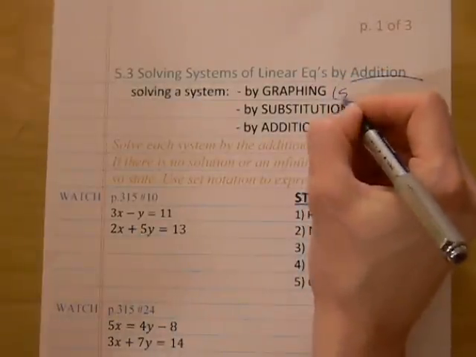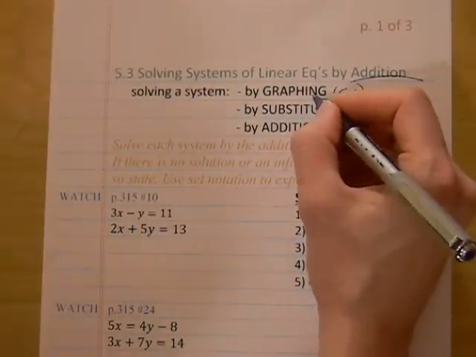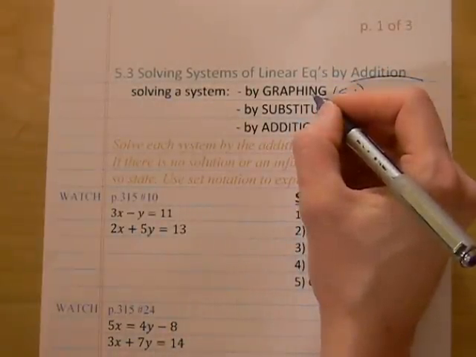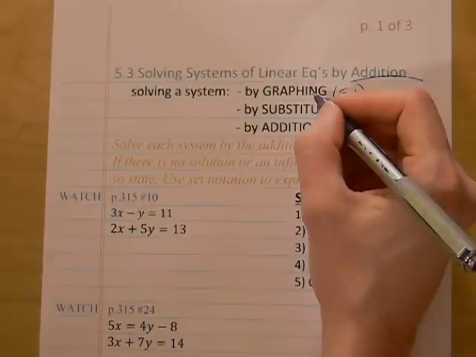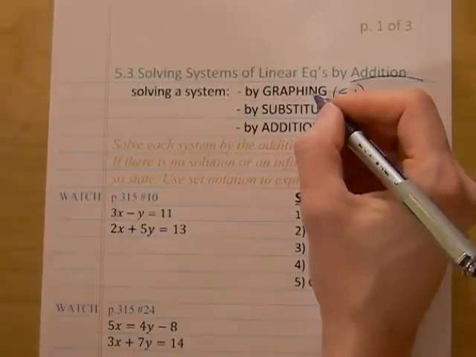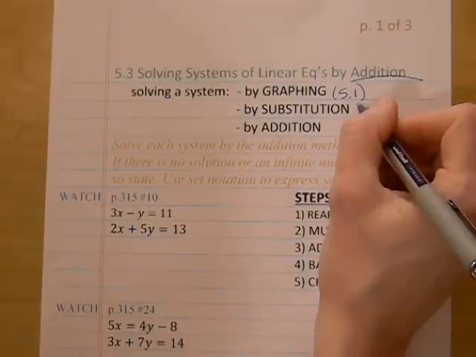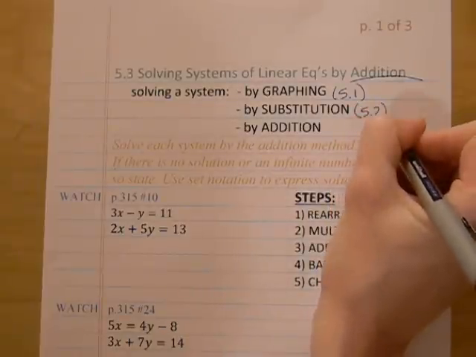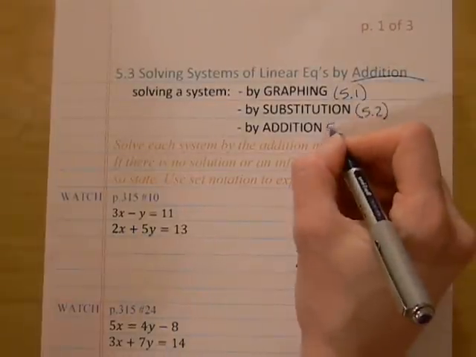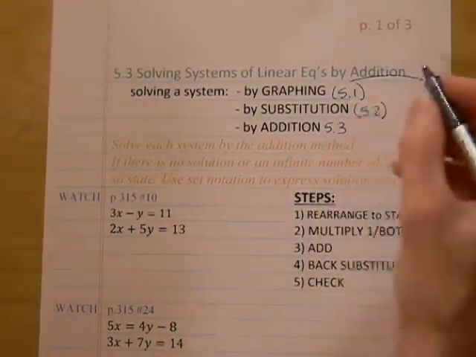In 5.1, we did this by graphing the two lines on the same graph and seeing visually whether they intersected, were parallel, or were the same line. And then we just finished in 5.2 using the substitution method. Now here in 5.3 we're going to use the addition method.